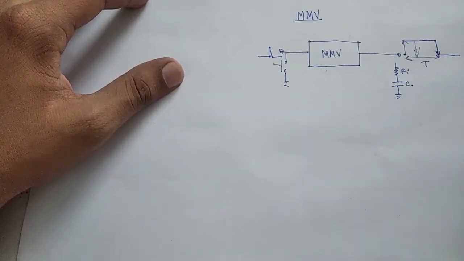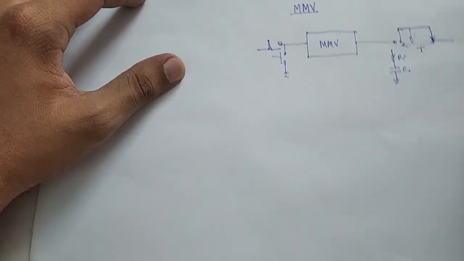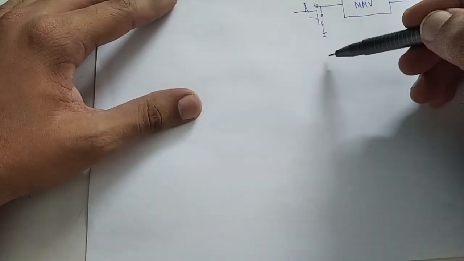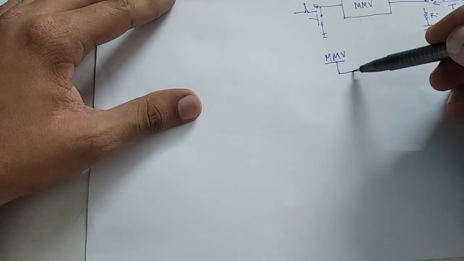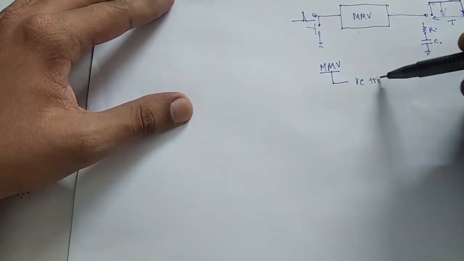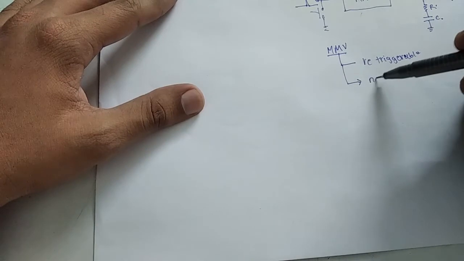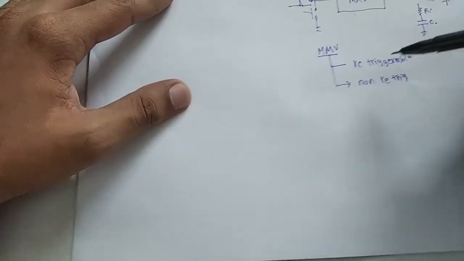Okay, so you may think that this is the end of the story, but no, there is more to it. There are two types of monostable multivibrators. One is retriggerable, and another one is non-retriggerable.